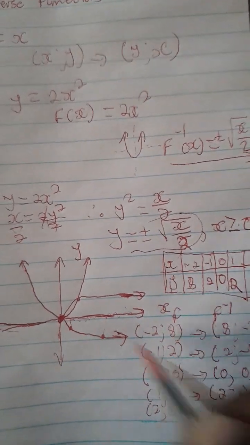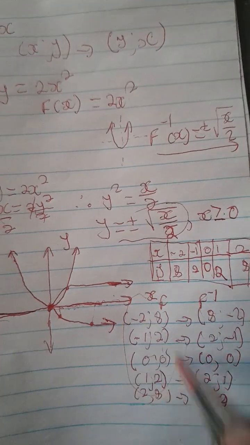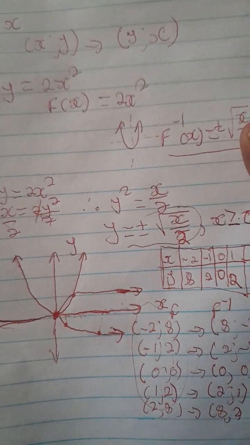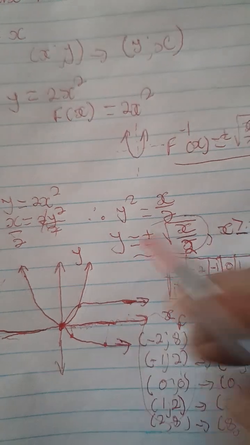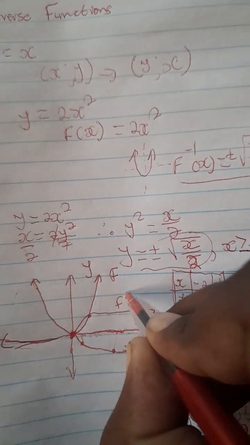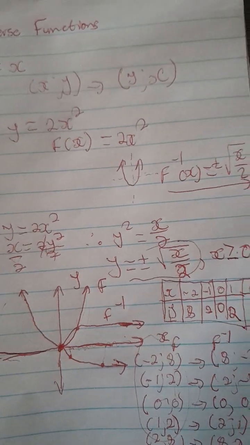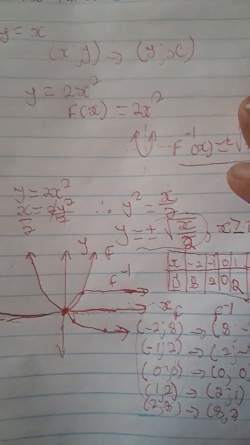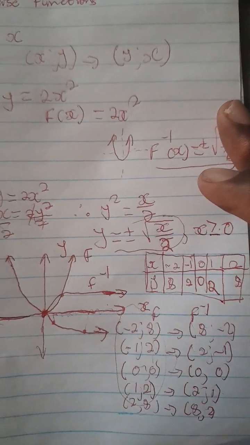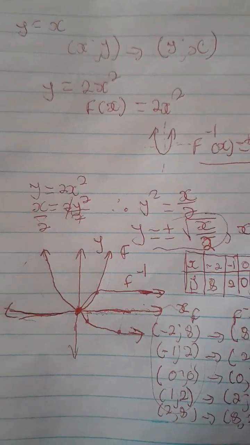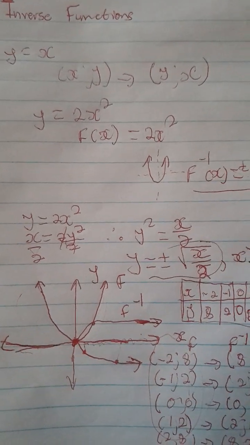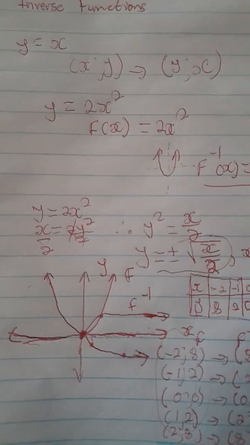So you can also insert these points here. Yes, you can insert them if you want to, it's fine. That's what I want you to do. So this is the graph of f, and this is the graph of the inverse. I hope you see how it is reflected. I hope I'm making sense, guys, in terms of the sketch of the inverse function.